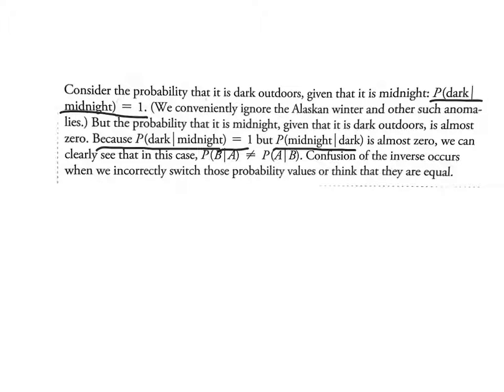We can clearly see in this case that the inverses are not true. Confusion of the inverse occurs when we incorrectly switch those values or think they're equal. They're hardly ever equal. I hope I didn't screw that up too bad. I hope it made some sense to you. The probability it's dark given it's midnight is 1 because it's midnight and it's dark. However, you can't go the other way. You can't say the probability it's midnight because it's dark. Just because it's dark, you can't say, oh, it's midnight, the probability is 1. No, it could be a lot of different times. So, two completely different things. Hope that makes sense. You can't turn them around.